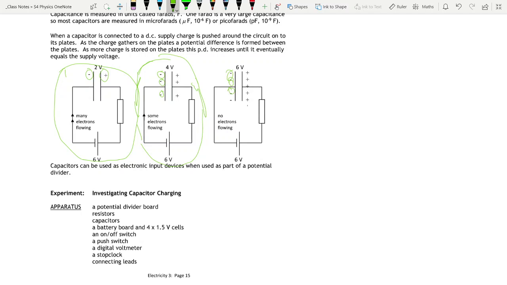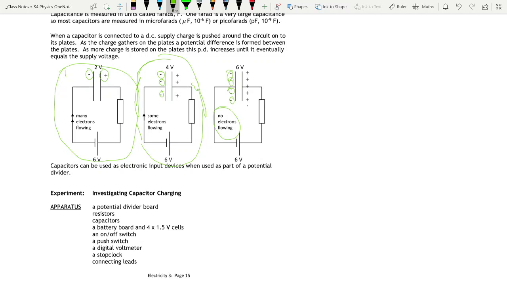All of the electrons have then built up on the plate, and we've got nothing left to flow around the circuit. So it takes some time for those electrons to deposit on the plate, to stick on the plate, and for there to be no more flowing in the circuit. But eventually, that capacitor fills up with charge. It's completely charged.